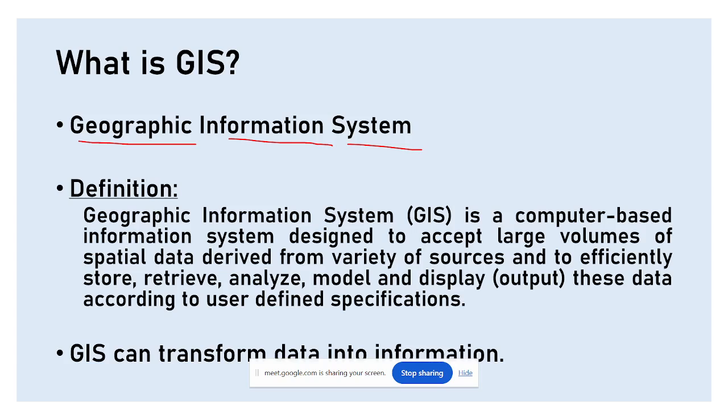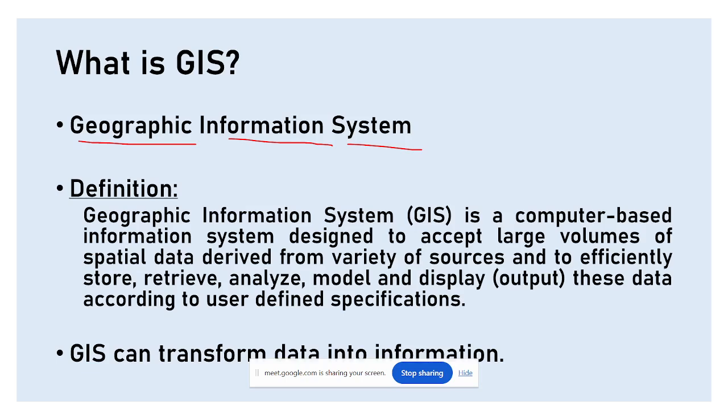So, it is a computer-based information system which is designed to accept large volumes of spatial data derived from a variety of sources and to efficiently store, retrieve, analyze, model, and display these data according to user-defined specifications. Now, this is a very big definition. You don't have to go through every little thing, but the basic understanding is that you have a computer which has a lot of information, and you have a person who's telling it to give information about something specific.